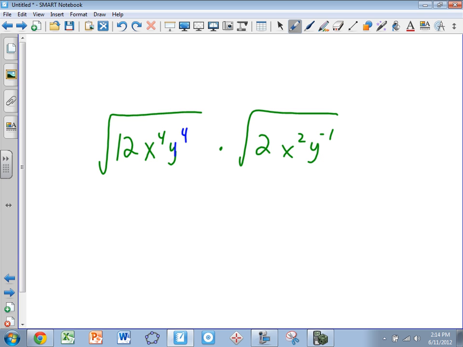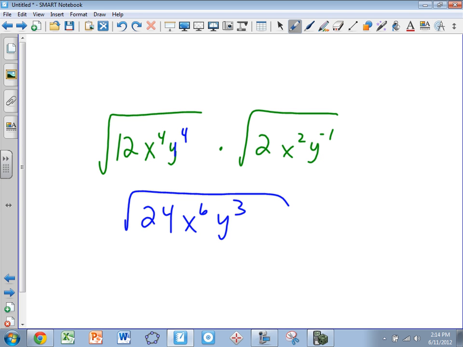Back to here. For this problem, what do I do? It says simplify completely. Can't you get rid of the squares, the fours? Yeah, I can reduce some stuff, but before I do that, let's combine it. What's 12 times 2? 24. What's x to the 4th times x to the 2nd? x to the 6th. y to the 4th times y to the negative 1 is y cubed. And now we can start doing stuff.